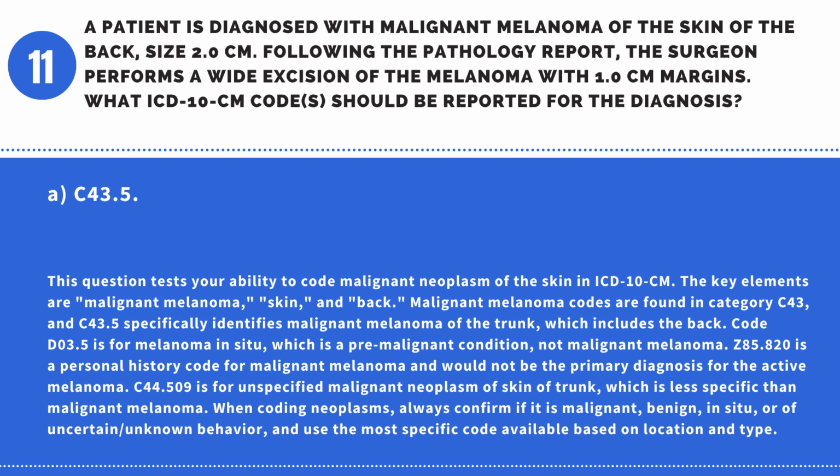Z85.820 is a personal history code for malignant melanoma and would not be the primary diagnosis for the active melanoma. C44.509 is for unspecified malignant neoplasm of skin of trunk, which is less specific than malignant melanoma. When coding neoplasms, always confirm if it is malignant, benign, in situ, or of uncertain/unknown behavior, and use the most specific code available based on location and type.